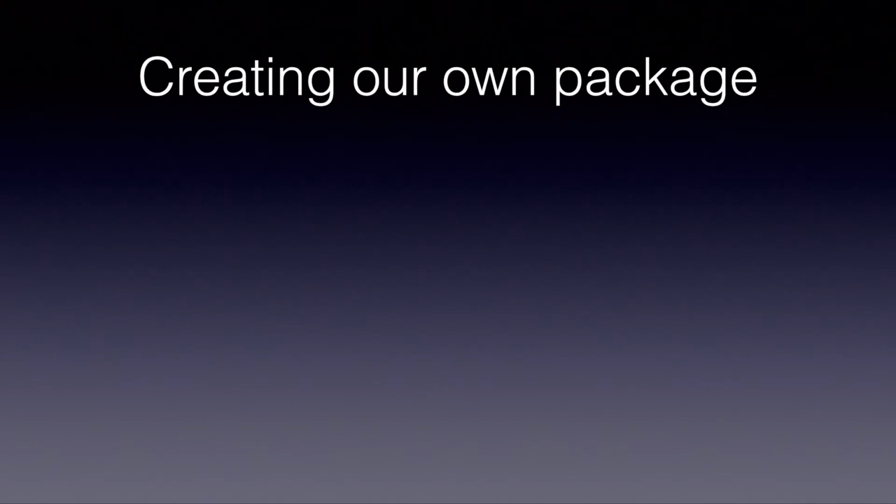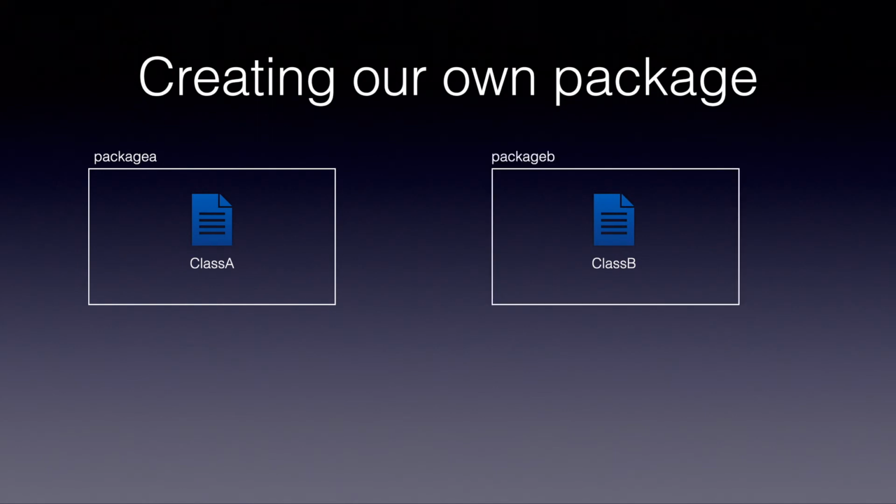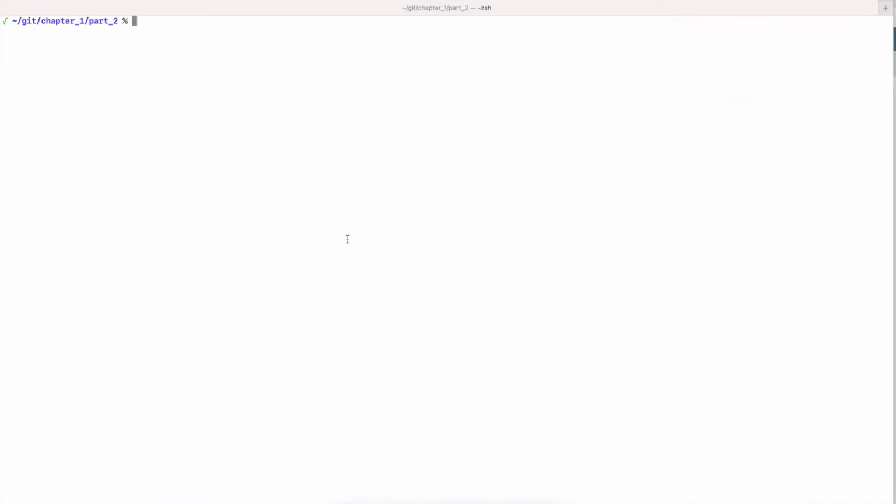So in this example, we will be creating a class A, and then we will be creating a class B. We will put the class A into the package called packageA. We'll put the class B into the package called packageB, and then the class B will be referencing class A, just like in our import example, we referenced Random and we also referenced Date. Let's jump on the terminal and do a hands-on.